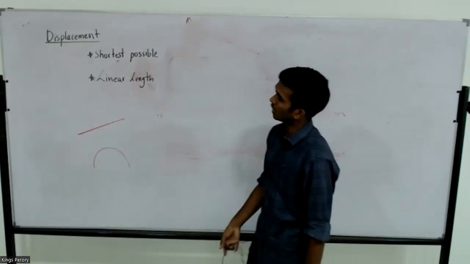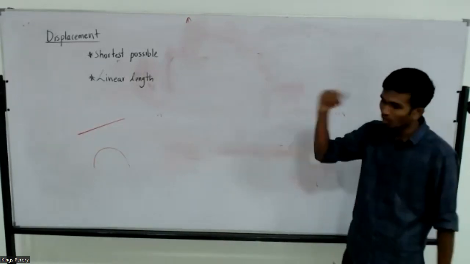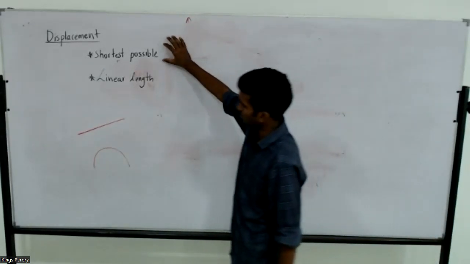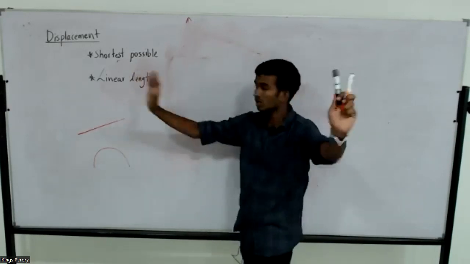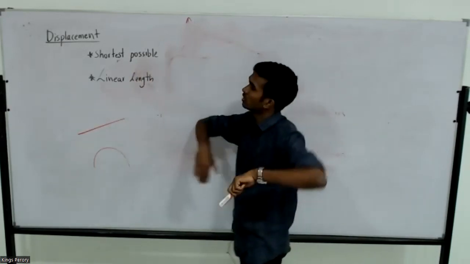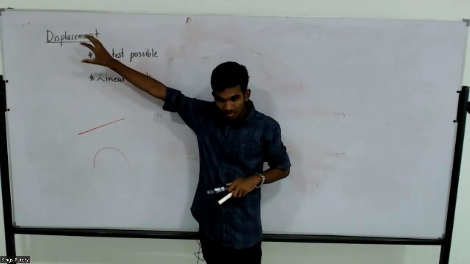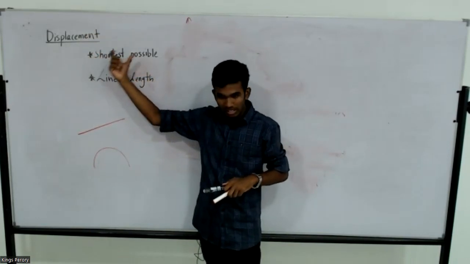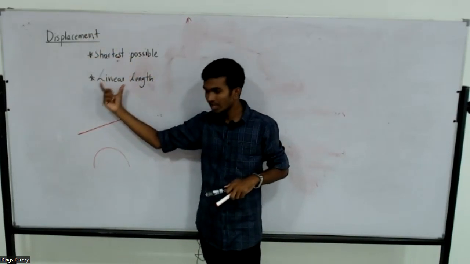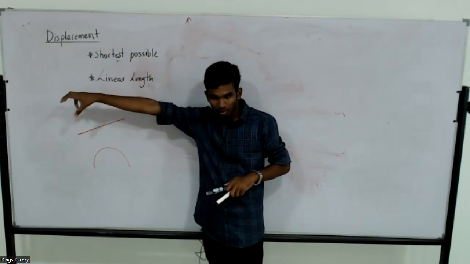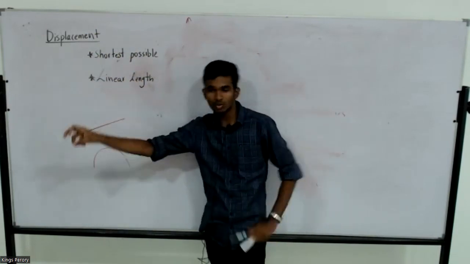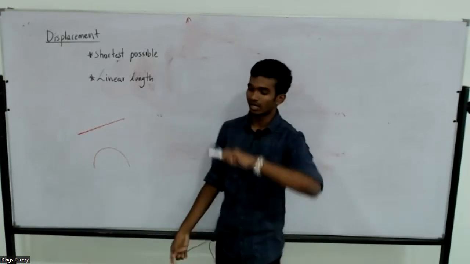So if someone asks you what is displacement, what are your two key points in your answer? Shortest possible, linear length. Then tell me the full definition for displacement. Displacement is the shortest possible linear length from starting point to end point, or from initial point to end point. Clear? Understood? Let's try.